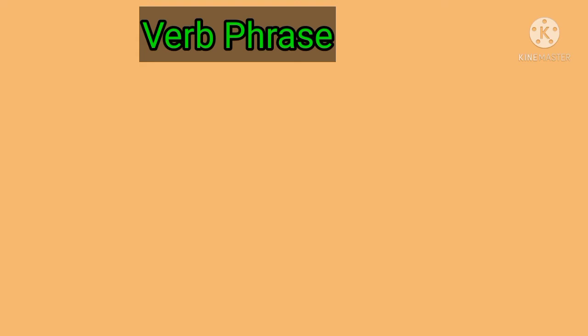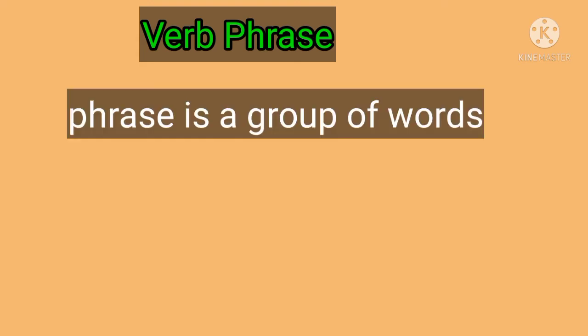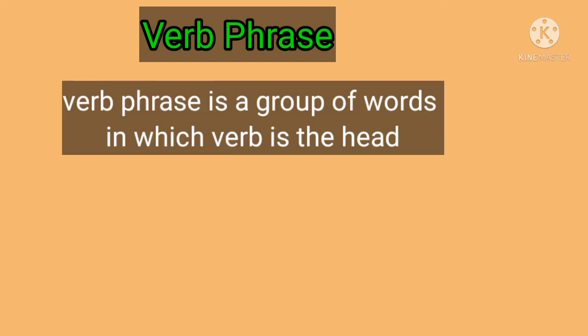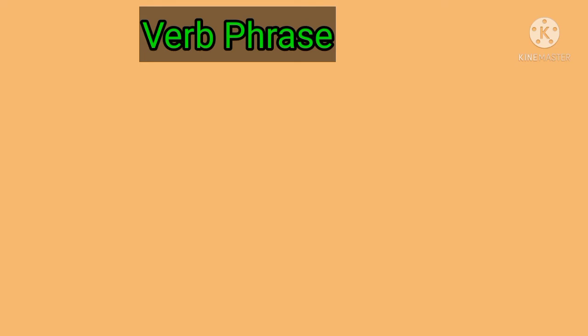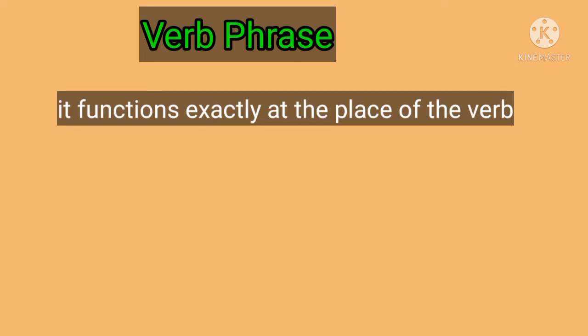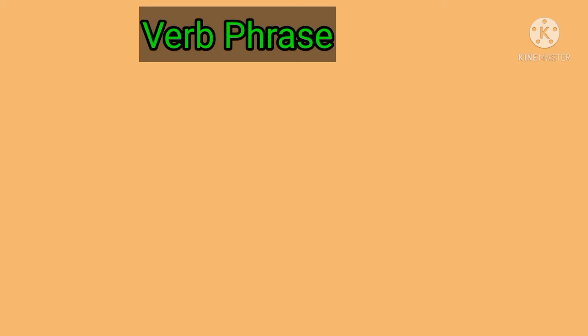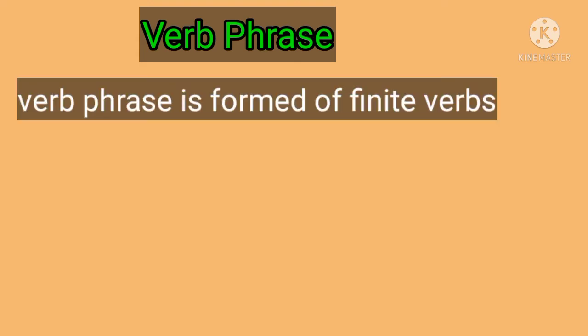We know that phrase is a group of words. Now, verb phrase is a group of words in which verb is the head. That means the group of words that functions exactly at the place of the verb is a verb phrase. Remember, non-finite verbs are not the verb phrase, or they cannot be the part of the verb phrase. Thus, the verb phrase is formed of the finite verbs and not of the non-finite verbs.